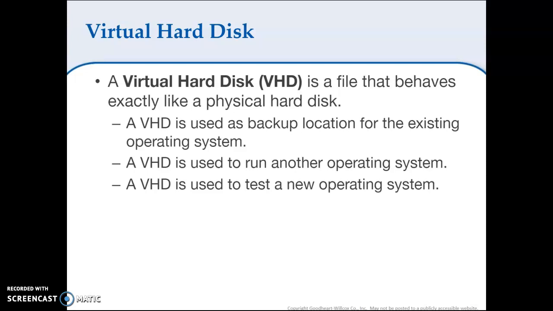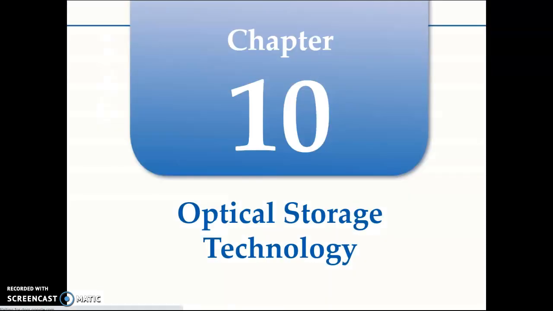Now a VHD, or virtual hard disk, is a file that behaves exactly like a physical hard disk, however it is virtual. A VHD is used as a backup location for an existing operating system, used to run another operating system, and also can be used to test a new operating system. So it's not very common for the common user to use a VHD, more on the IT end when it comes to operating systems on servers and client machines.